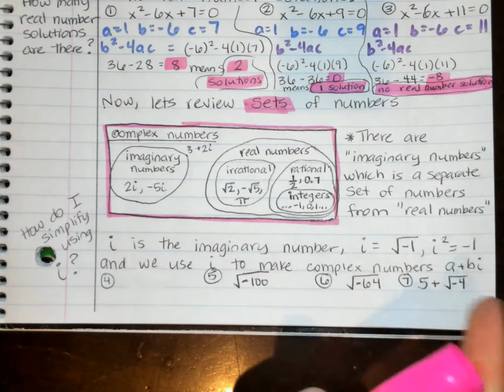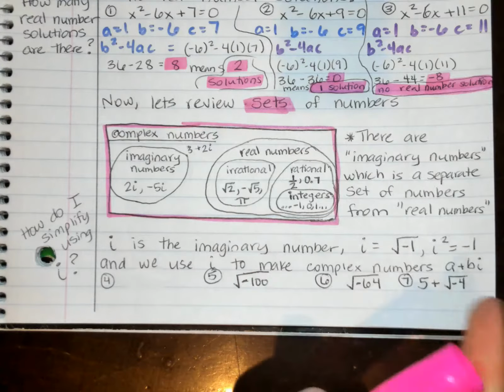Normally, what we have been talking about, just imagine that we cover up this part. We don't even talk about these ones. So imagine that we cover that up. We have mostly been talking about real numbers. Two solutions, two real number solutions, one real number solution. Real numbers are irrational or rational. They include integers like the counting numbers and negative values.